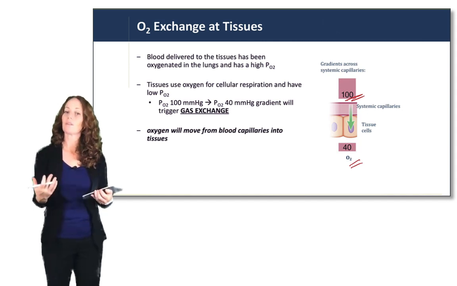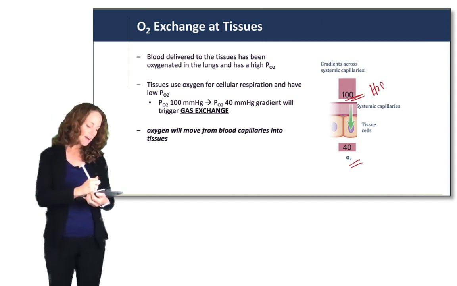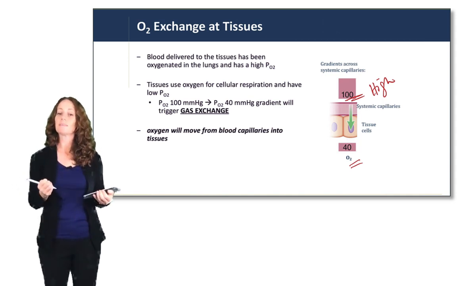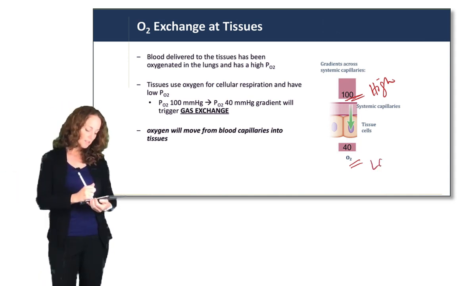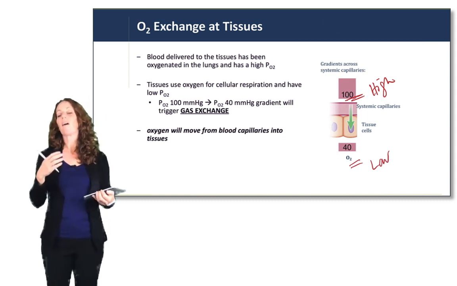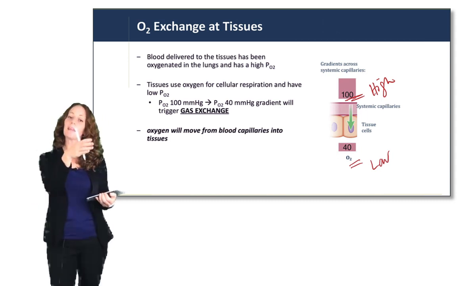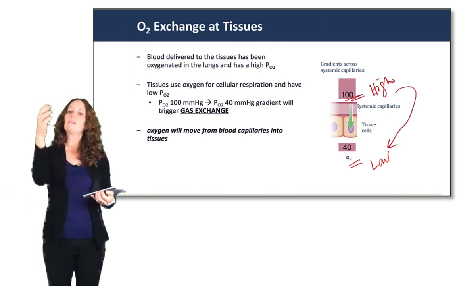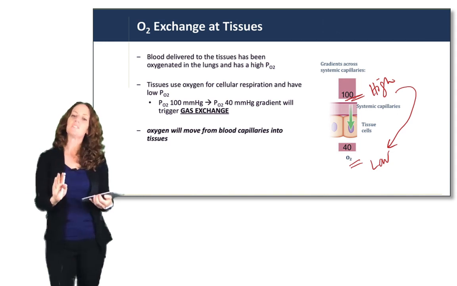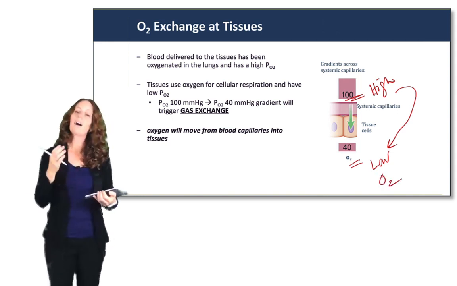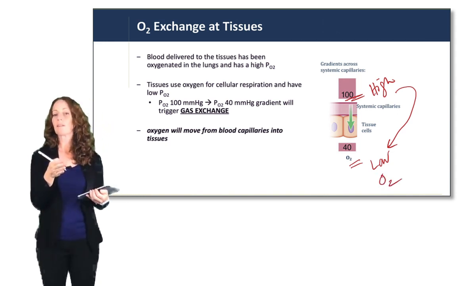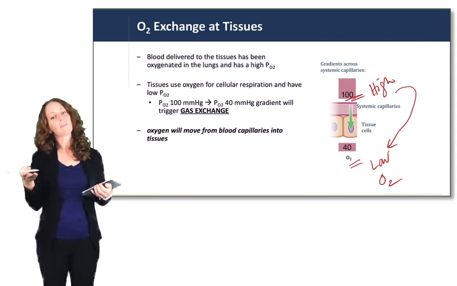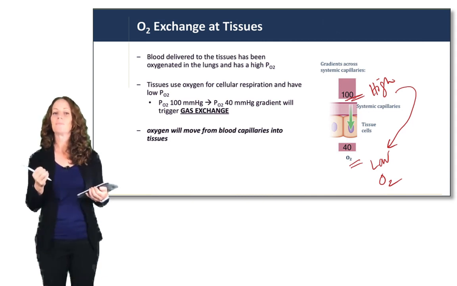And again, we have a gradient. We now have high oxygen in the systemic arterioles to the systemic capillaries, and low oxygen within the tissues, and now the movement of oxygen is going to go from the systemic capillaries to the tissues. So now we have this gradient from systemic capillaries to tissue cells, and we're going to bring oxygen from those capillaries into the tissues. This is the oxygen delivery happening to the tissue cells.